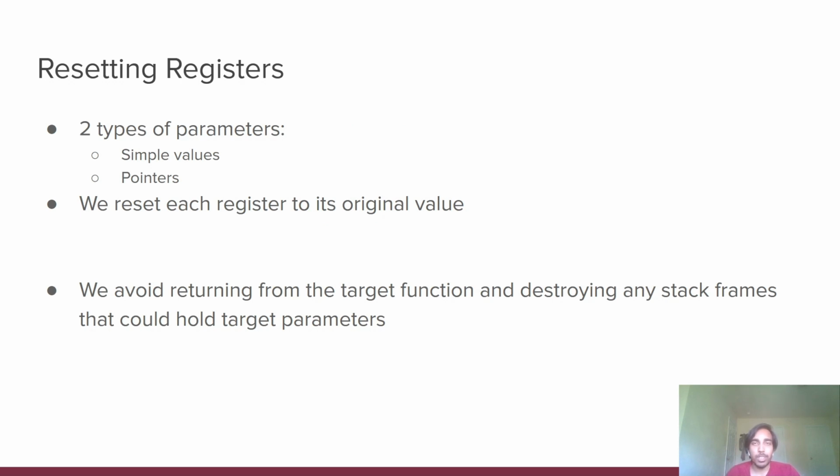Now there are only two types of parameters. One are simple values, for example an integer or a character, or the other are pointers, where the register holds an address to another memory location. Now we simply reset each of the registers to its own original value, as the pointer registers are also pointing to memory locations that actually exist. One key thing that we do is that we avoid returning from the target function so that we do not destroy any stack frames that could hold target parameters.